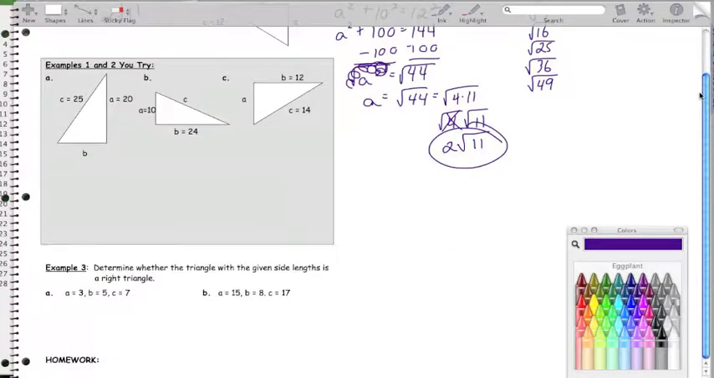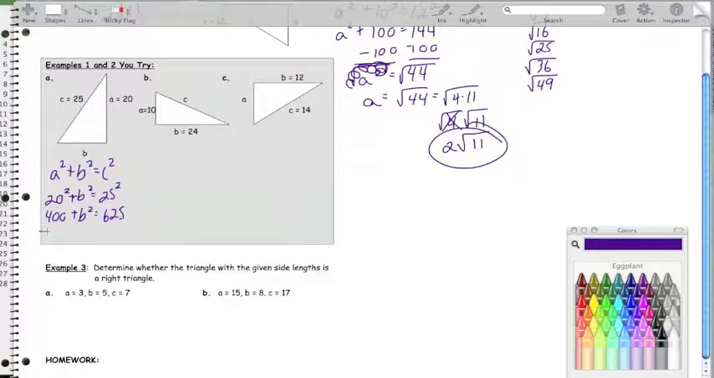All right, let's try a couple more. We're almost done. Here they give us some sides. A squared plus b squared equals c squared. A squared is 20 squared. B squared, I don't know. And c squared is 25 squared. 20 squared is 400 plus b squared equals 625.